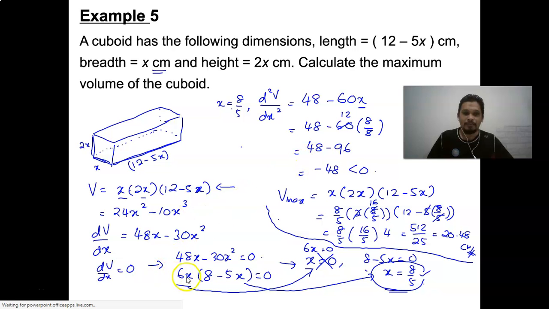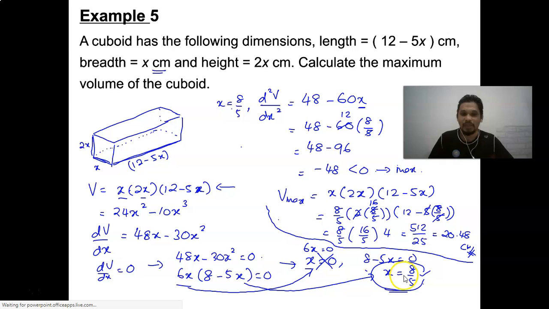And then from here, once we derive for the first time, then we derive for the second time, find the second derivative of V with respect to x. Then substitute the value of x equal to 8 over 5. We're not going to use 0 here. So 8 over 5, then it is negative 48, which is less than 0. Then we come up with the conclusion that the volume is maximum.